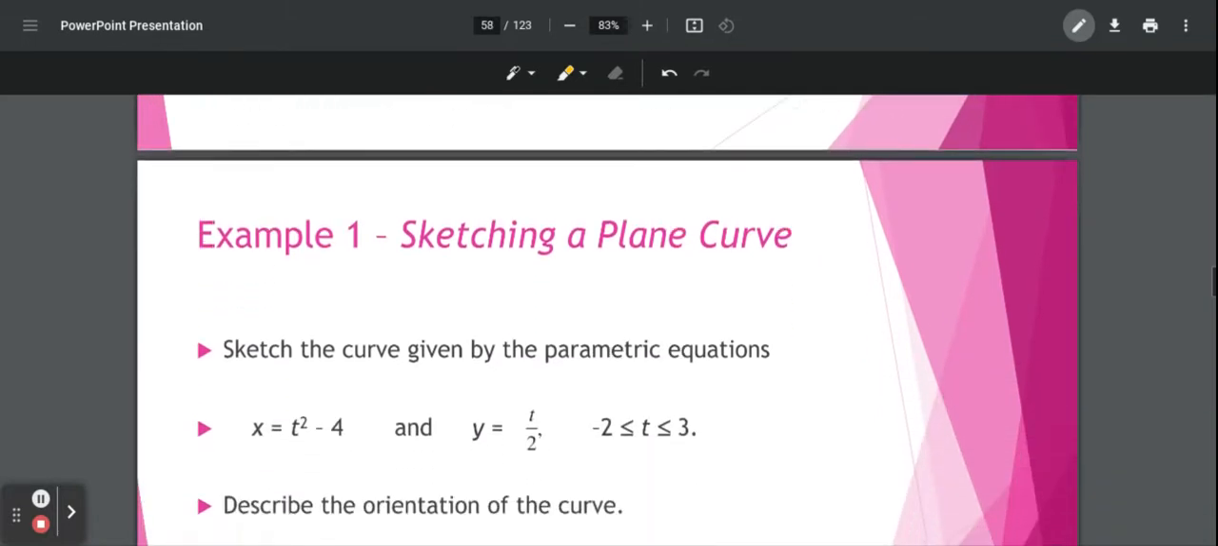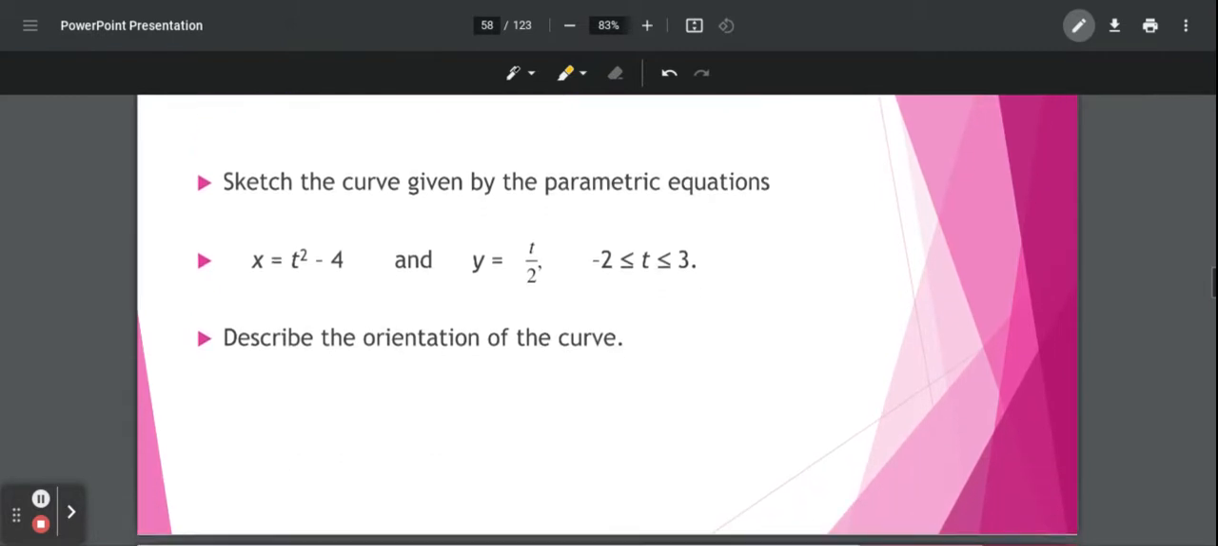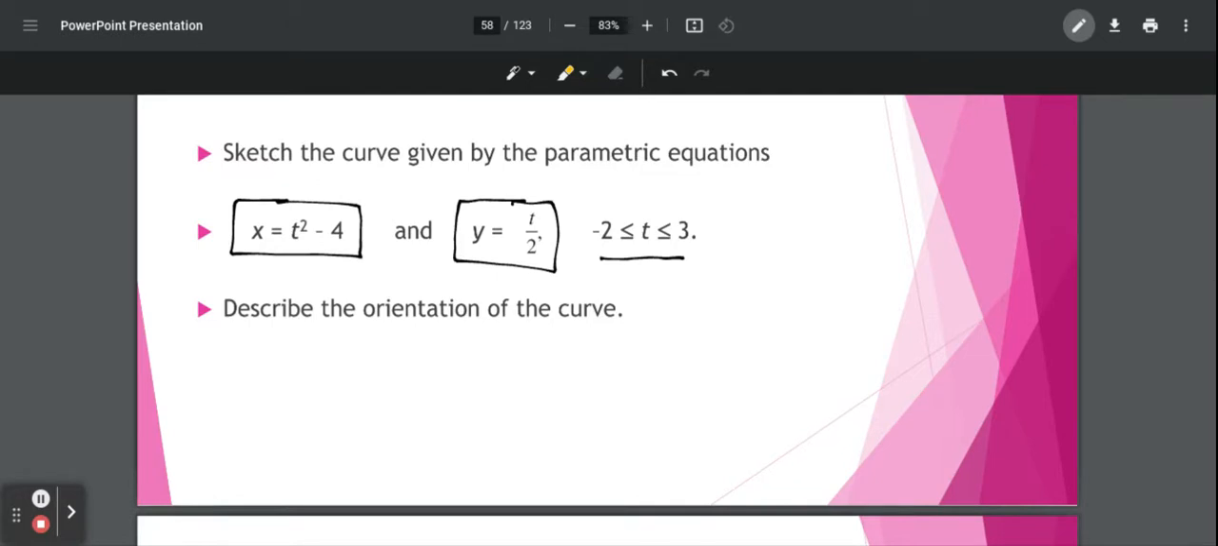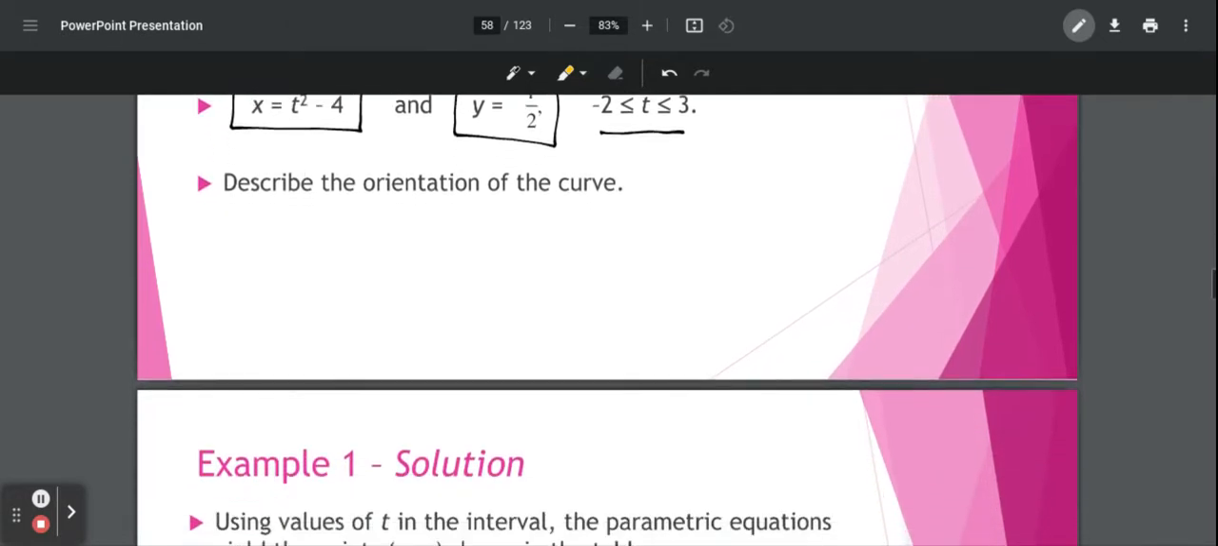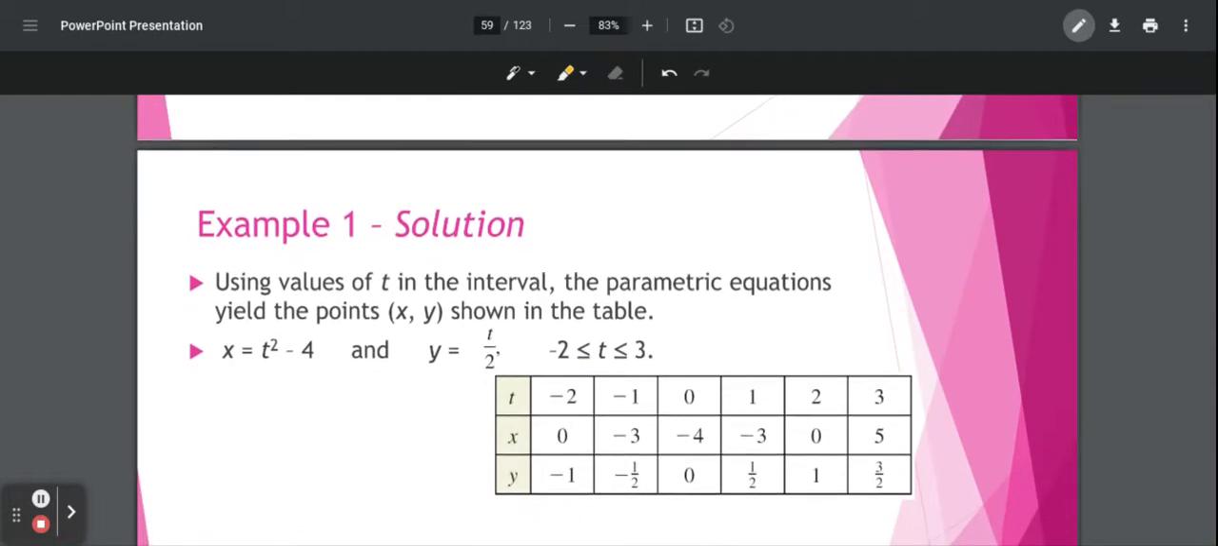If we look at this first example, we need to sketch the curve given by the parametric equations. Our equations are x equals t squared minus 4 and y equals t over 2, and t has to be between negative 2 and 3. When we're looking to plot points, we already set this up in a table for you so we don't have to write it all down. In our table, you have three components.